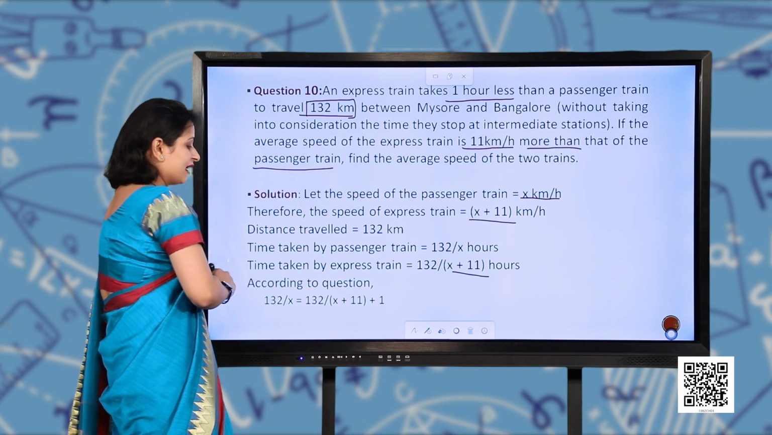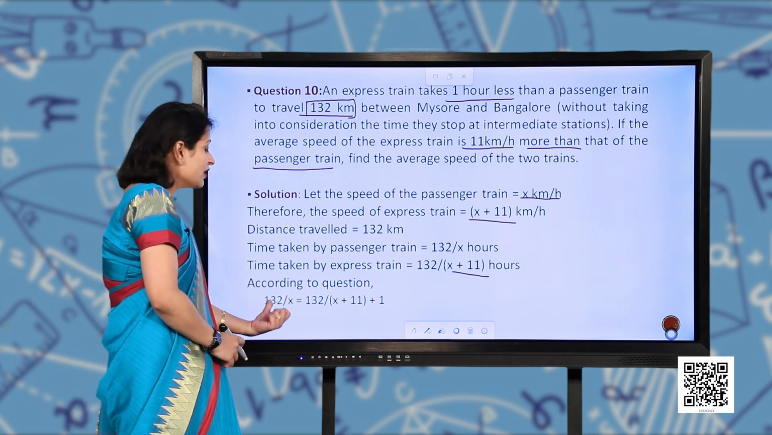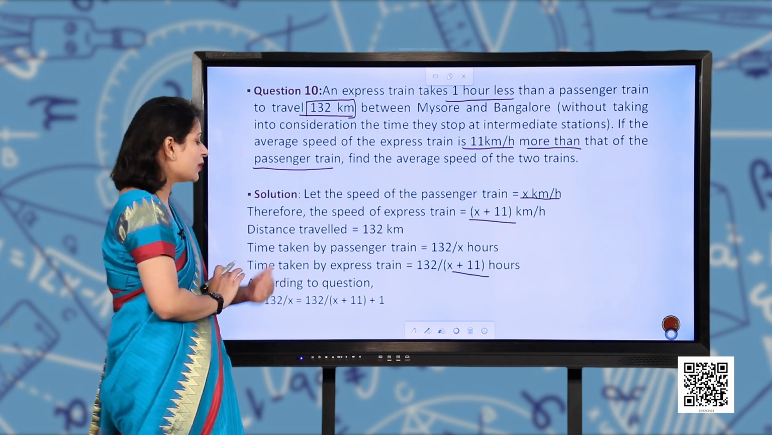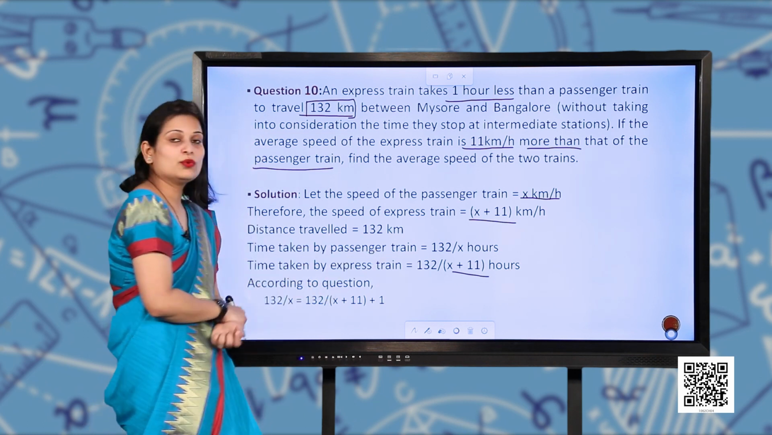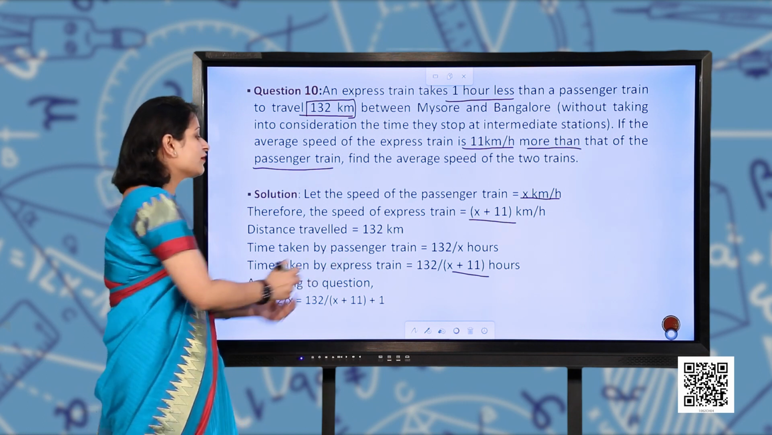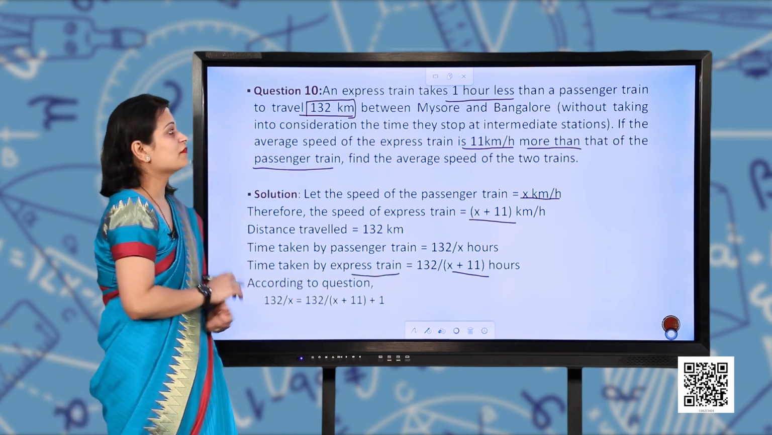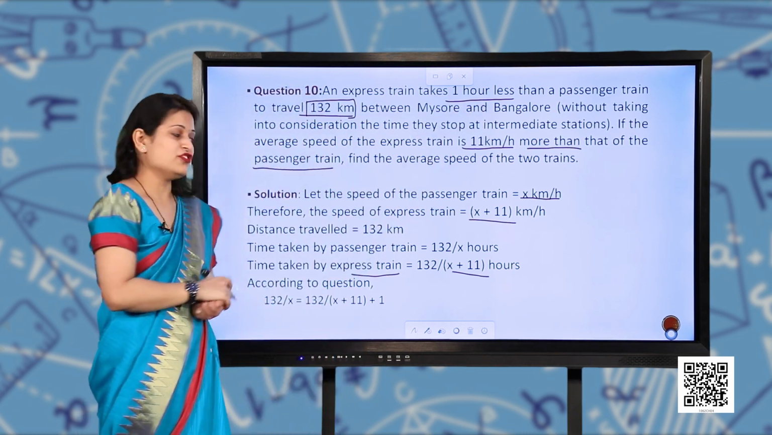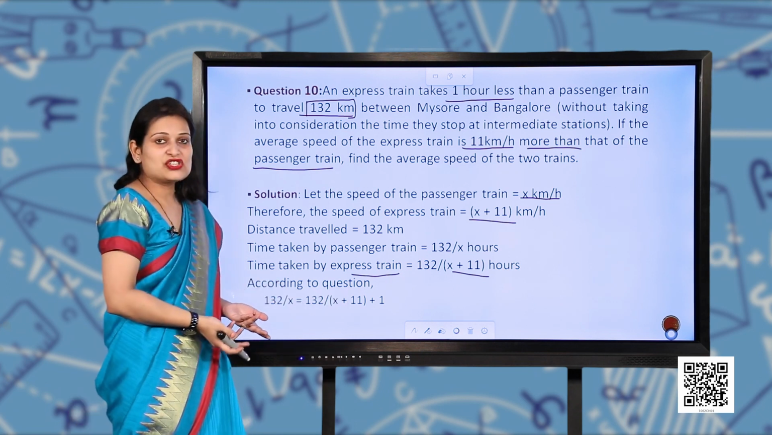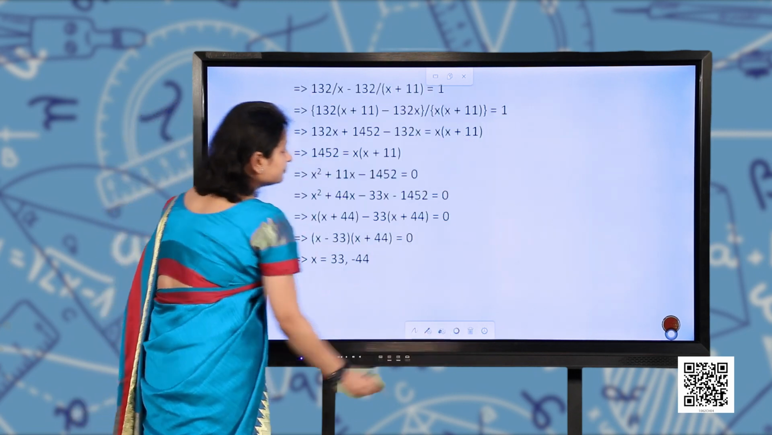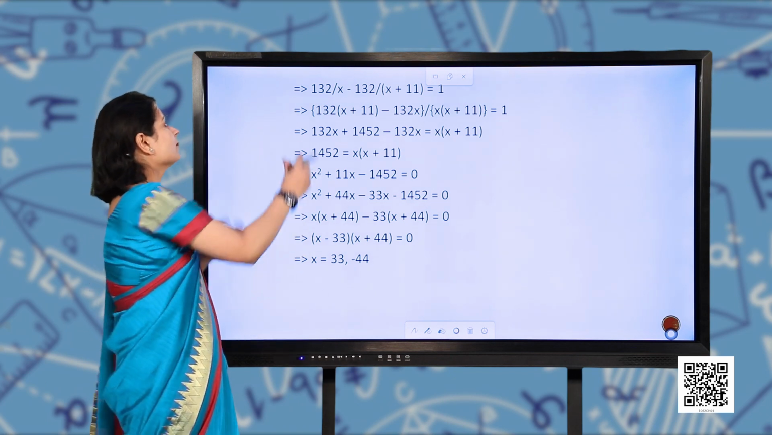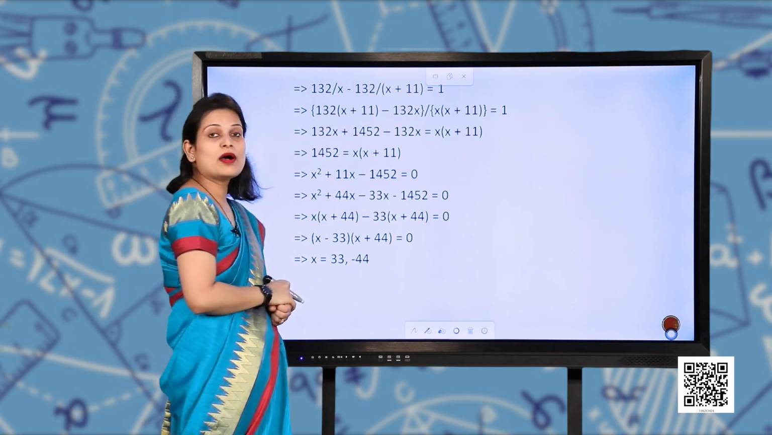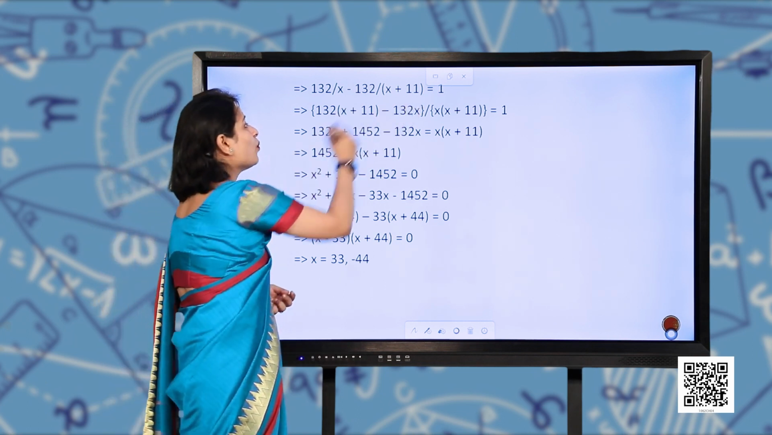Now, according to the question, 132 upon x, the time of the passenger train, is equal to 132 upon x plus 11, the time of the express train, plus 1, because the express train was taking 1 hour less than the passenger train. Now, we have the equation, we have to solve this. So, we will get 132 upon x minus 132 upon x plus 11 is equal to 1.